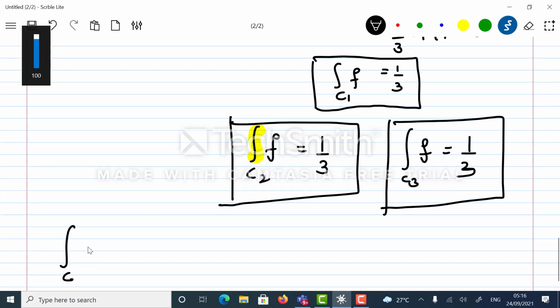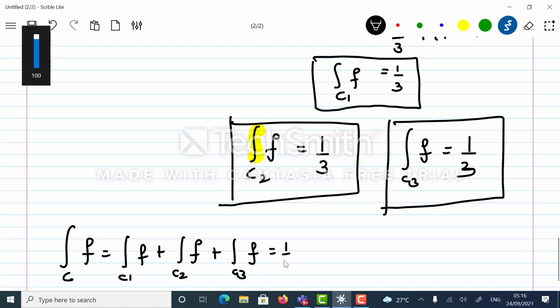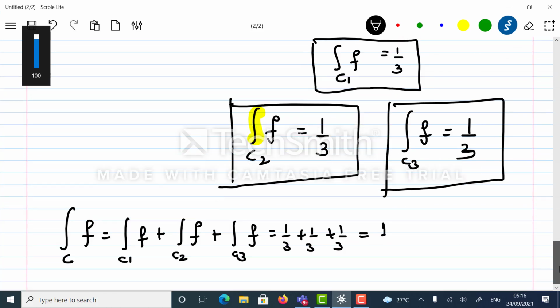So the line integral over C of f is equal to C1 of f plus C2 of f plus C3 of f. This is 1 by 3 plus 1 by 3 plus 1 by 3, which will give me the answer as 1. Okay, so that's not difficult.